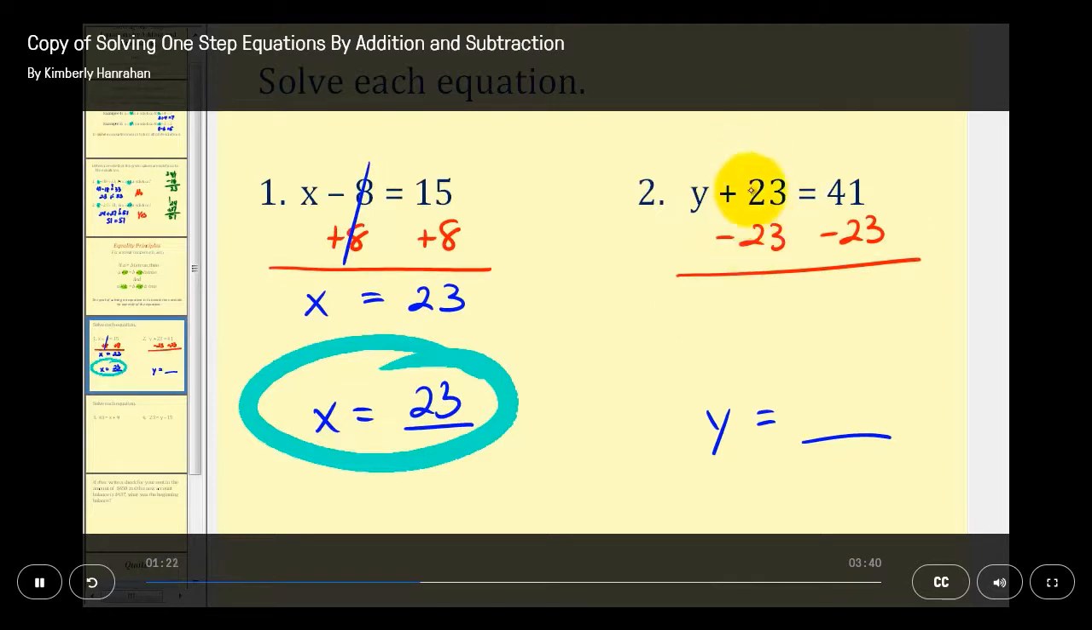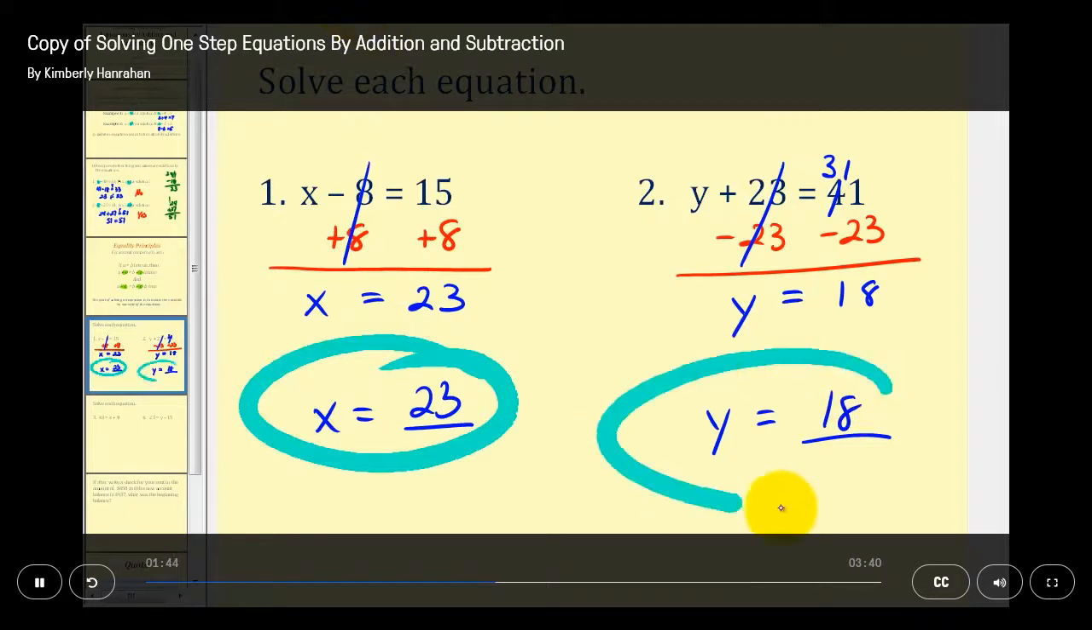So on the left side, plus 23 minus 23, that would be 0. So we have y on the left by itself equals 41 minus 23. 11 minus 3, that's 8. And 3 minus 2 is equal to 1. So y equals 18 is the solution to our equation.